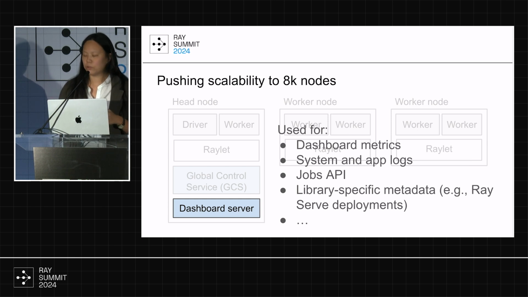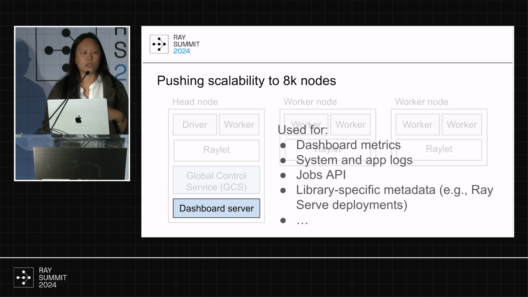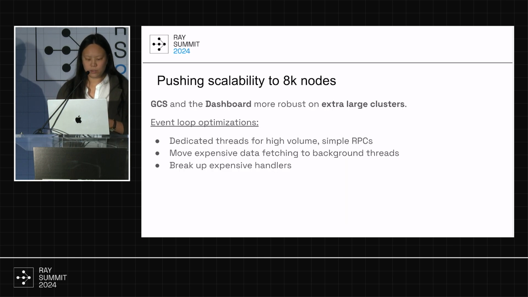So this is actually used for a bunch of auxiliary application functions, not just hosting dashboard metrics, but also things like streaming logs from the rest of the cluster and supporting the Ray jobs API. So you can imagine that because these two services are centralized, if you design them naively and try to scale out a cluster, you could end up linearly increasing the load on these two services, right?